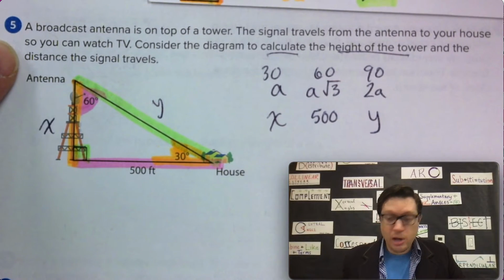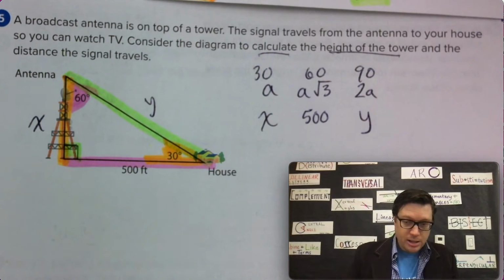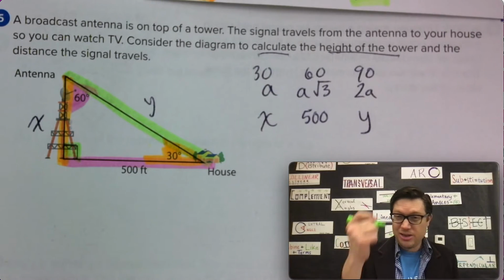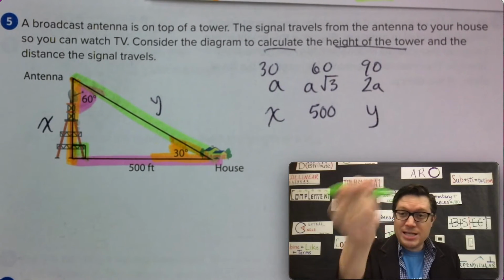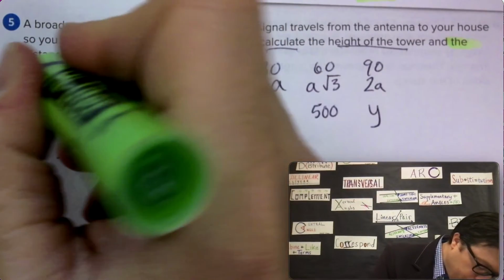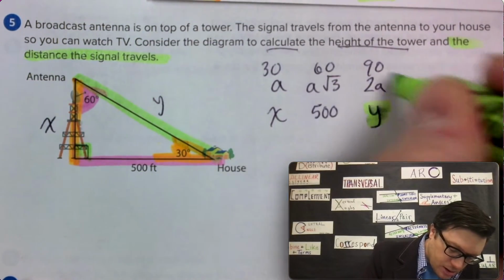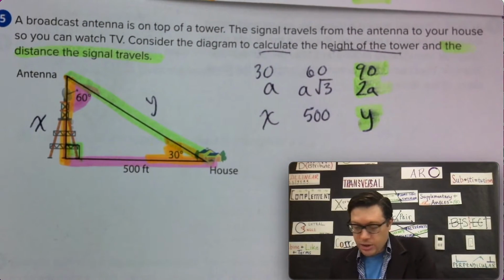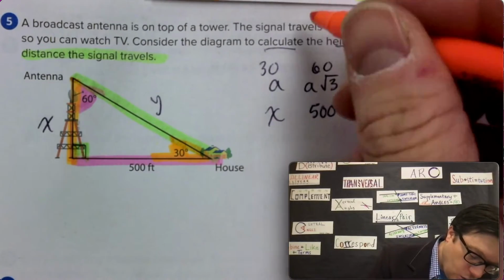Let's add some color then into the problem. Pink doesn't need it for this here. The height of the tower, the distance the signal travels, that's green. And then the height of the tower, that's going to be orange.